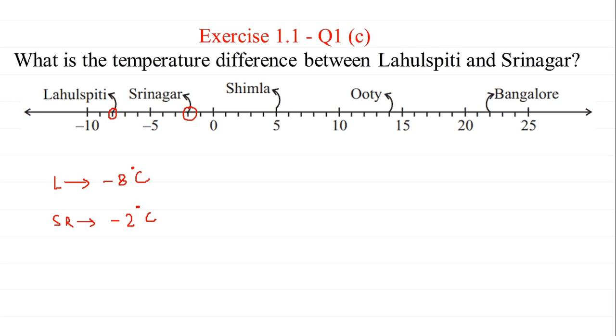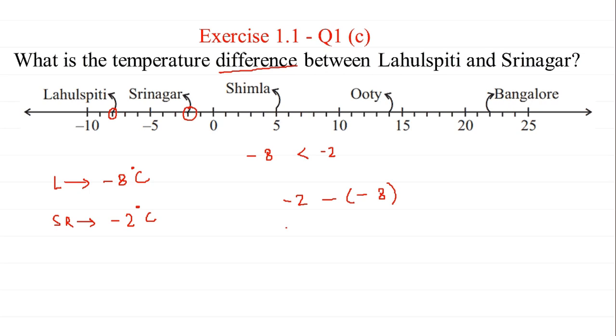What is asked in the question? Again the difference is asked. Difference means we need to subtract the temperature. We always subtract the smaller number from the greater number. So which one is greater? Minus 8 is greater or minus 2? The number which comes on the right hand side of the number line is greater. So minus 2 is greater. So we'll write the greater number first, then the subtraction sign and then the smaller number.